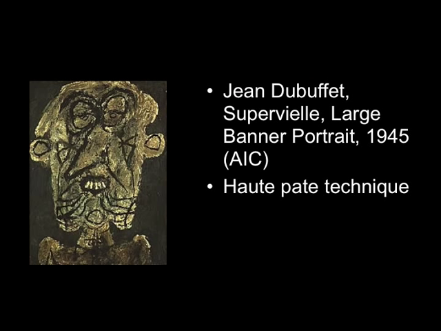And here you can see how that's playing out also in Jean Dubuffet's own work. This is Super Vieux, that is super old, a large banner portrait. This is, again, 1940s. And AIC just means this is also in the Art Institute of Chicago, so you can go see this up close and personal if you are interested in it. This image looks like the kind of thing you might expect a child to create, right? It's a sort of simplified, naive-looking, almost stick figure-y painting.